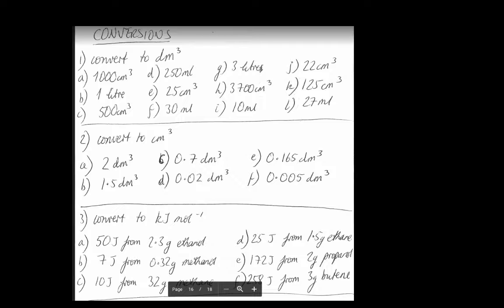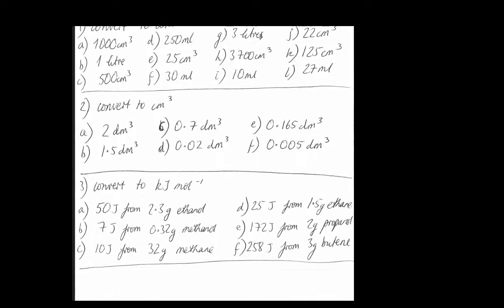If we know there are 1,000 centimetres cubed in 1 decimetre cubed, then you know that's going to be 1 decimetre cubed. So what we do to go from centimetres cubed to decimetre cubed is we divide by 1,000. The rest of it I'm hoping is fairly straightforward.